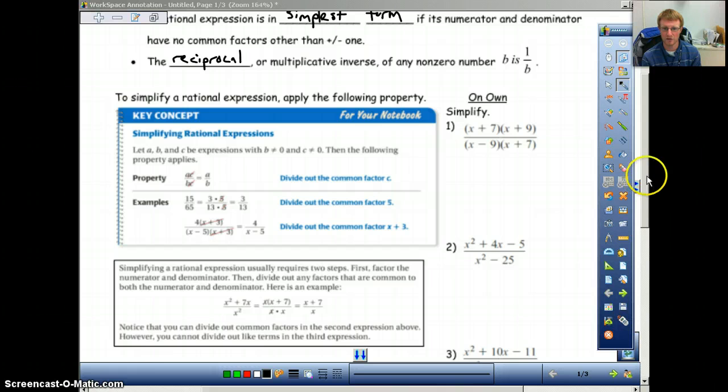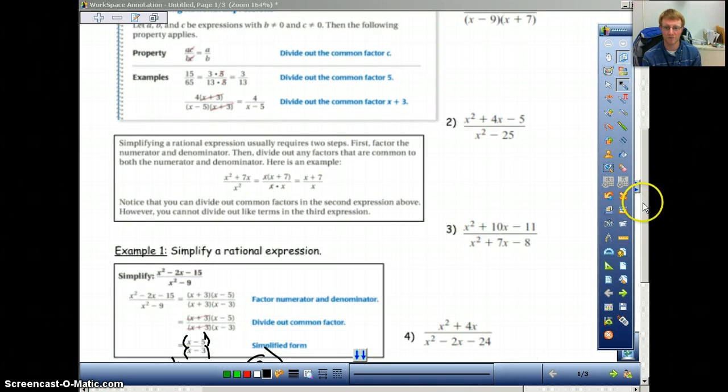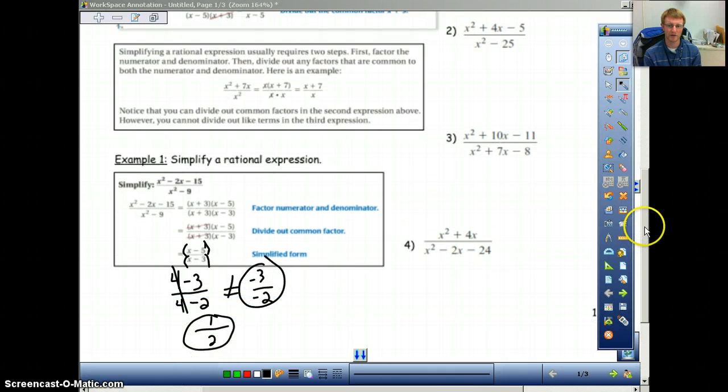The first one's pretty easy. You don't even have to factor anything out. For 2, 3, and 4, I want you to factor them completely first and then cancel out. Really, this is a practice of factoring. So go ahead and hit play when you guys are ready.